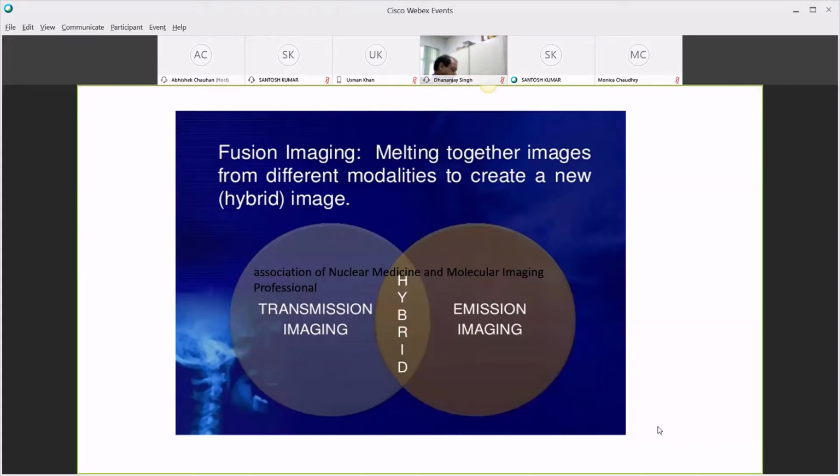In the transmission imaging, the X-ray, the CT, the MRI is there, and the emission imaging there is nuclear medicine, the PET.